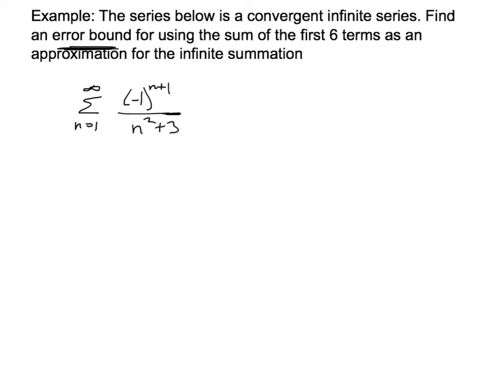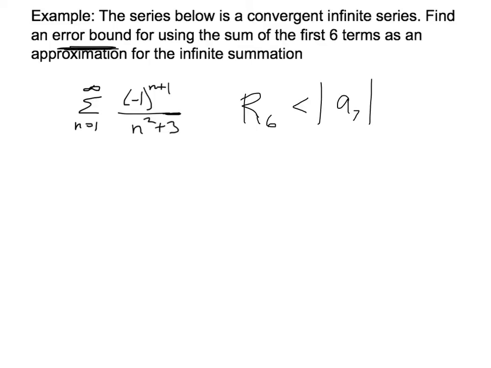So we learned in the previous slide that the remainder after adding up the first 6 terms, R6, will be less than or equal to the absolute value of the 7th term in the summation.